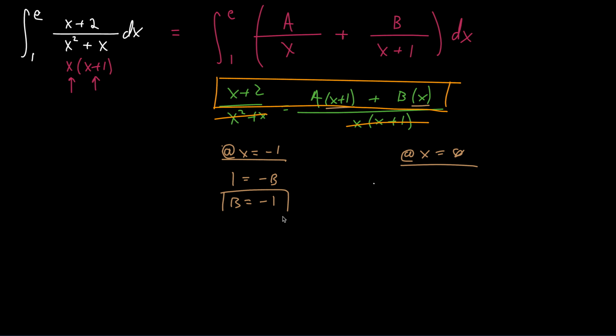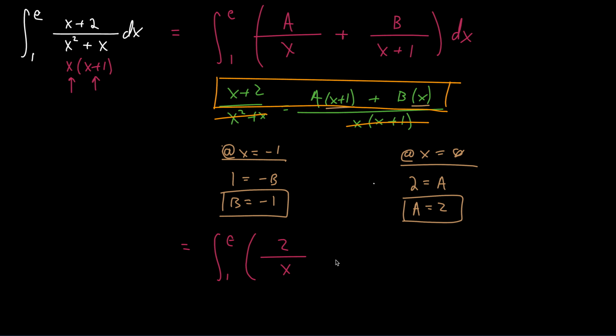Okay, so we've got a B value. Now when x is 0, this term goes away. You get 0 + 2, which is 2 on the left-hand side. A times (0 + 1), which is A times 1, or just A. So A is 2. Knowing B is -1 and A is 2, we go back and plug those in. Let's rewrite this integral. We get the integral from 1 to e of 2 over x plus, which is really minus, because B is -1, 1 over x + 1 dx.